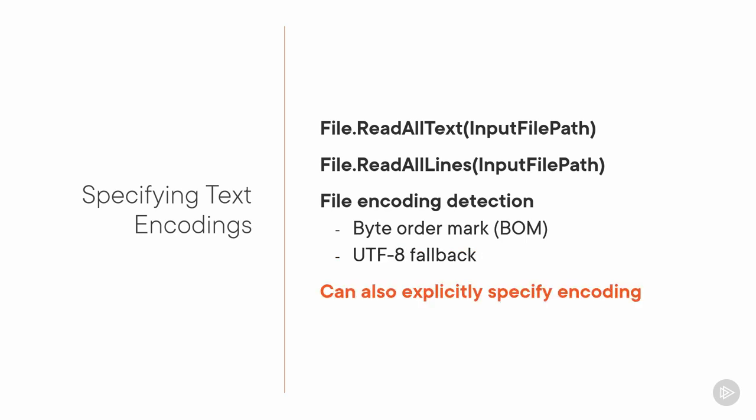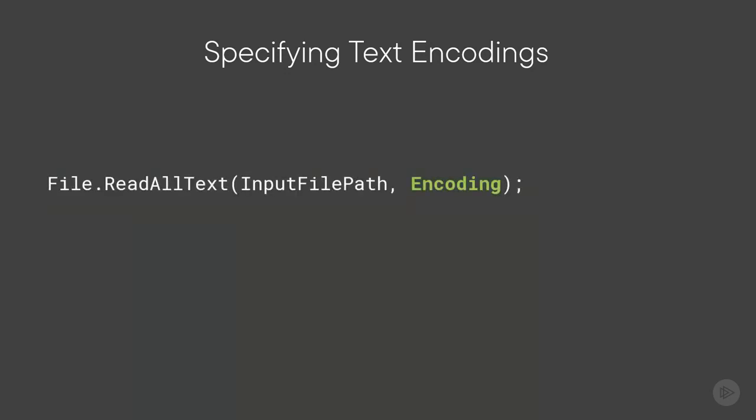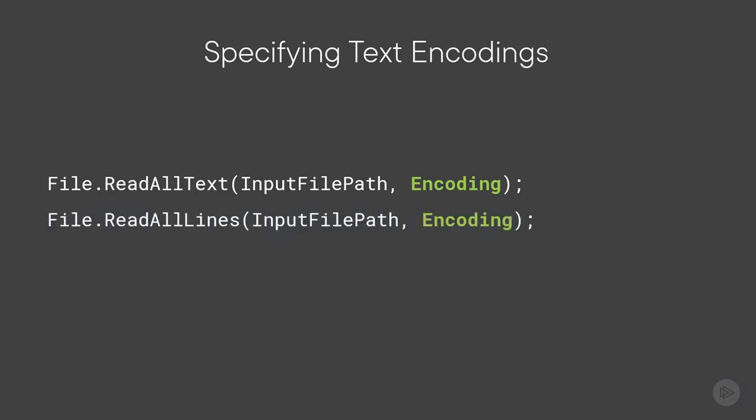When using ReadAllText and ReadAllLines, we can also explicitly specify the encoding to be used. To explicitly specify a text encoding, we make use of overloads that allow us to specify an instance of the Encoding class. So we could use this overload of the ReadAllText method that takes the input file path and the encoding instance. Similarly, the ReadAllLines method also allows us to specify an explicit encoding. To get access to the Encoding class, we need to make sure we've got a using directive for System.Text.